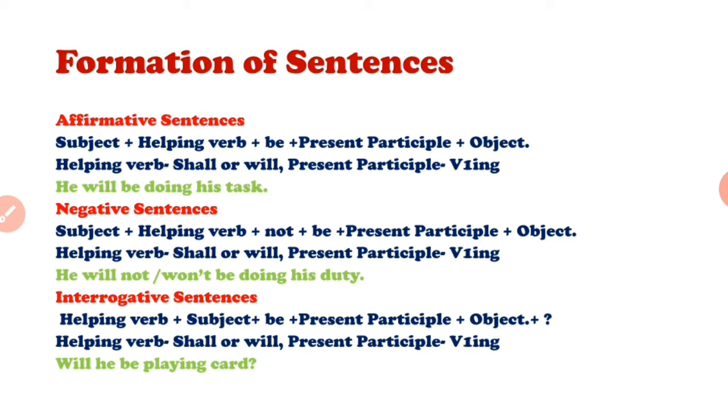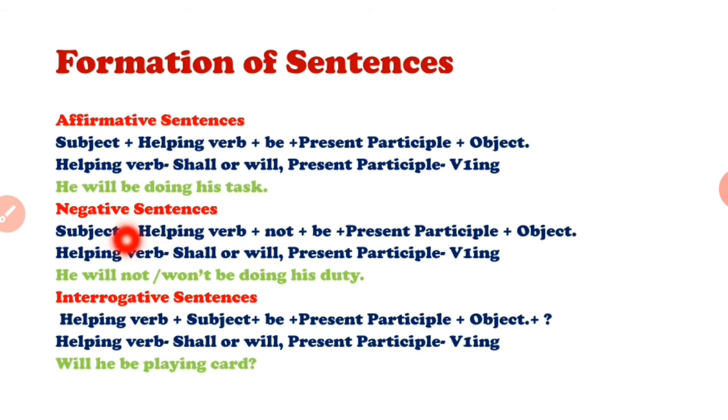Formation of sentences, affirmative sentences. Here you can check, students, affirmative sentence: subject, helping verb, be, present participle, object. Helping verb, shall or will. Present participle means first form of verb and ing, like he will be doing this task. Here you can check subject, will, helping verb, be, I have denoted here, doing, present participle, his task, object.